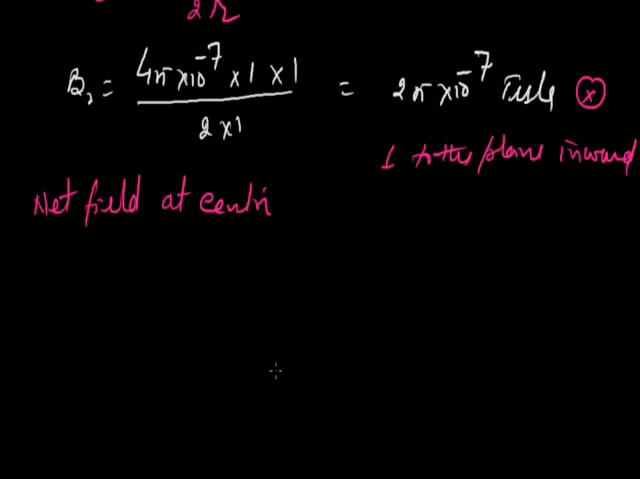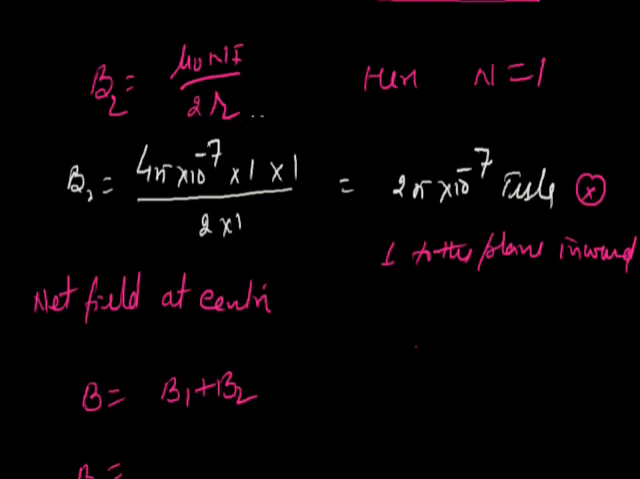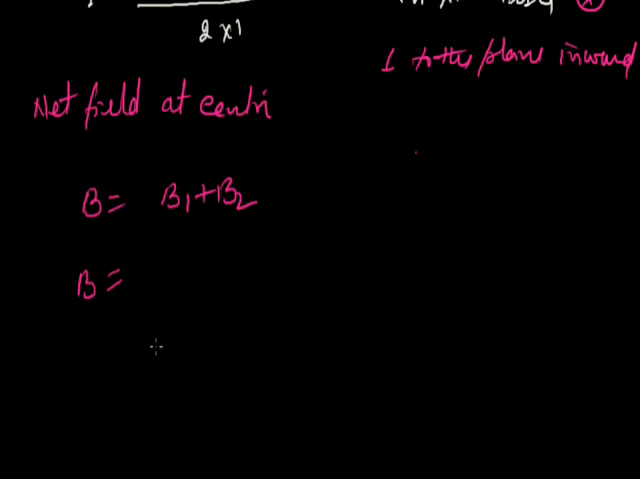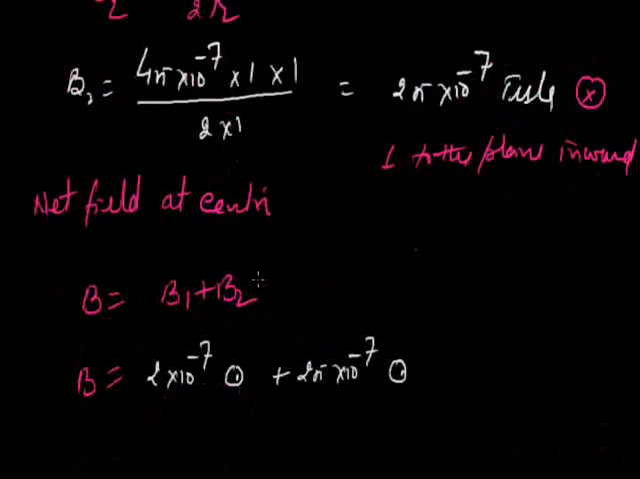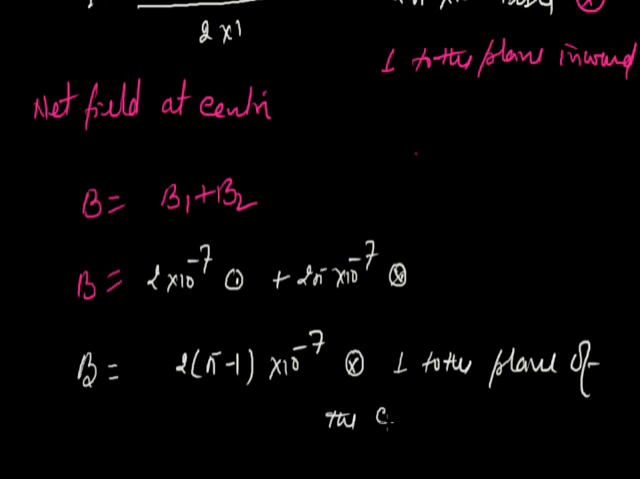Then the net field at the center B will be B1 plus B2. B1 is 2 into 10 raised to the power minus 7 outward, and B2 is 2 pi into 10 raised to the power minus 7 inward. So the net B will be 2 into pi minus 1 into 10 raised to the power minus 7 Tesla, perpendicular to the plane of the coil, inward.